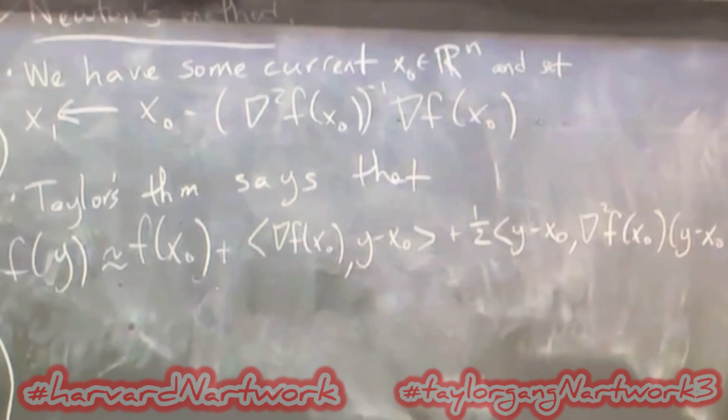plus 1/2 y minus x0 dotted with the Hessian of y minus x0. Okay. So this is what Taylor's theorem says in terms of approximating f by its second order expansion. And Newton's method is basically just assuming that this is an equality and then just tries to minimize the right-hand side. Okay? And the minimum of this right-hand side is exactly this if you do calculus.